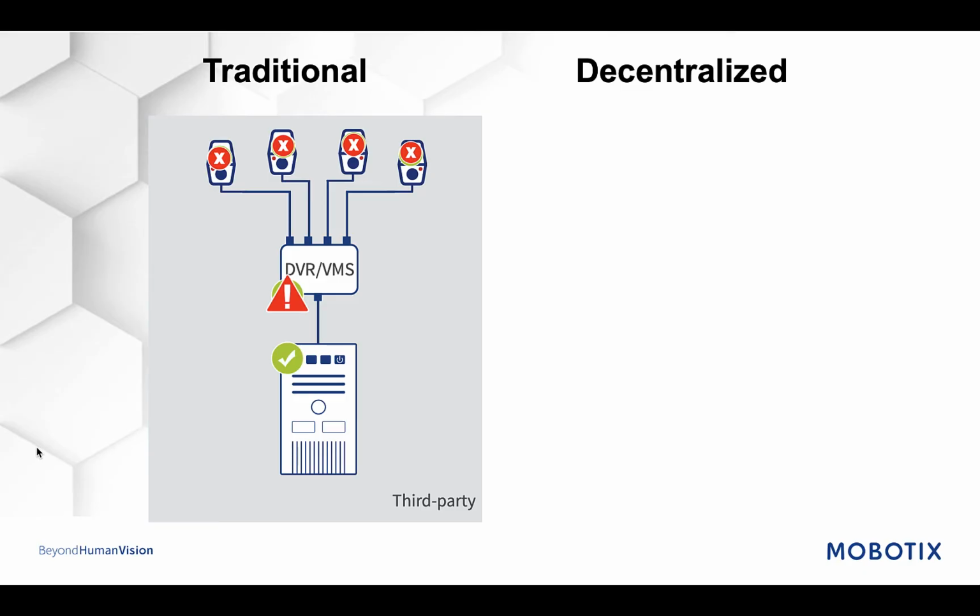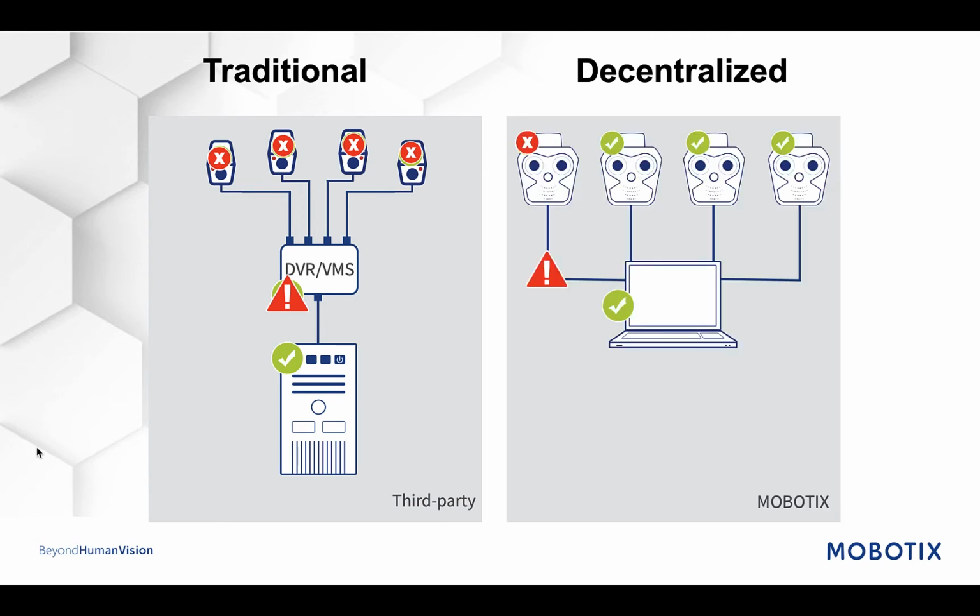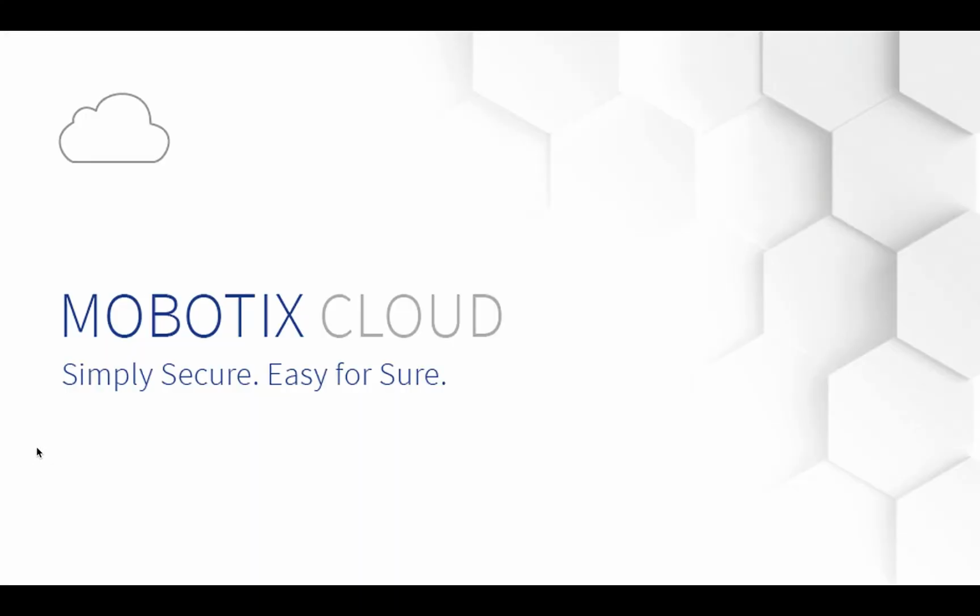You probably heard us at one point or another talk about our decentralized architecture and how it's different from the traditional video surveillance architectures, where traditional architectures have a single point of failure, and that our architecture, because of the intelligence built into every device, takes away any single point of failure.